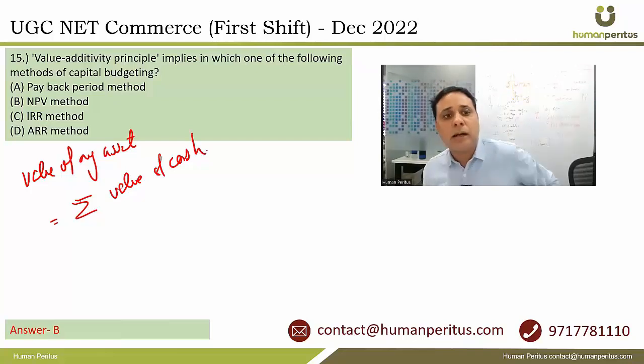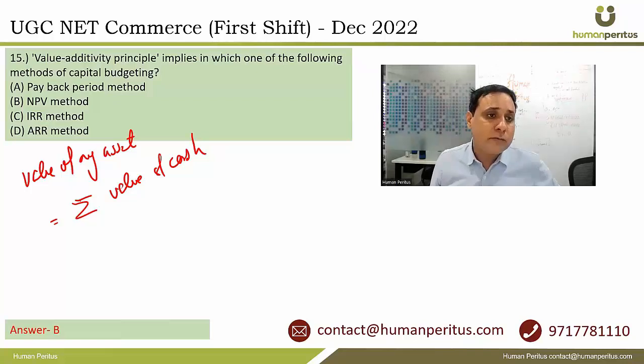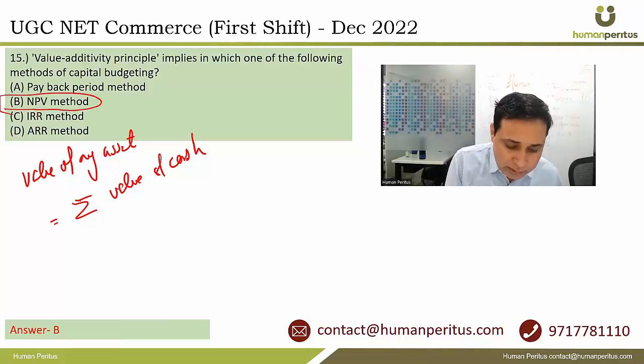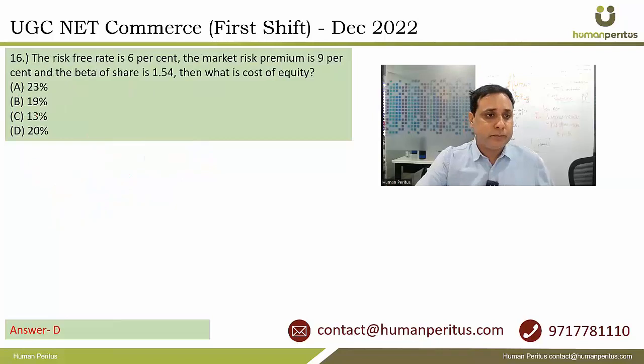Obviously, we have to discount them. So value additivity principle says that value of any asset is nothing but sum of values of all cash flows, and this is done in case of NPV method. Correct answer is B. The risk-free rate is 6%, market risk premium is 9%, beta is 1.5.